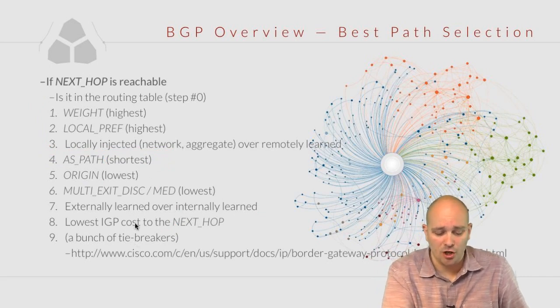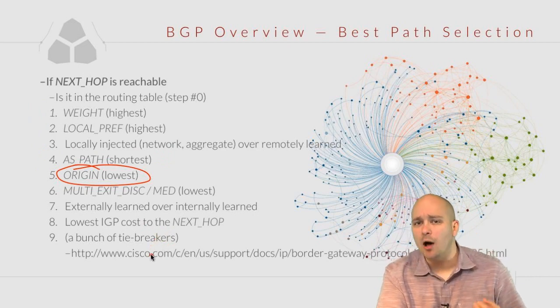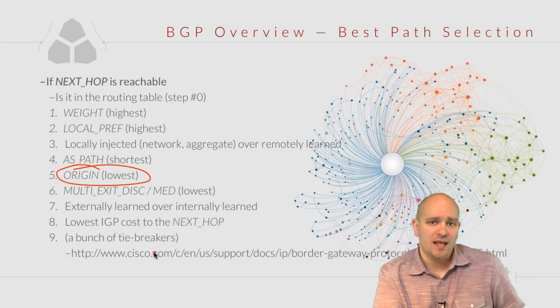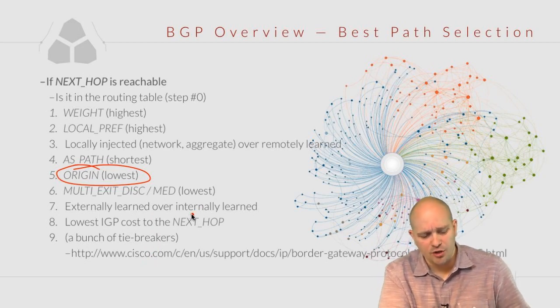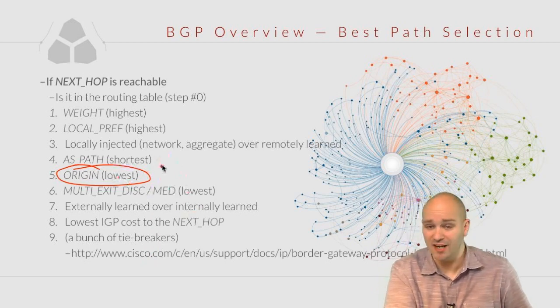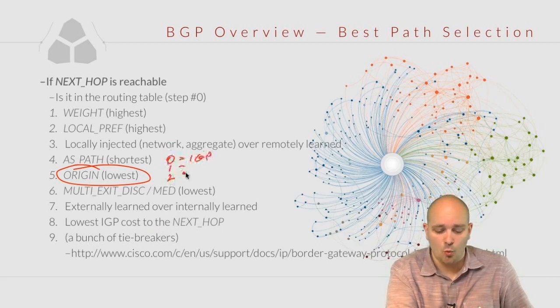If all these four are the same, then the origin attribute is considered. The origin attribute describes how the route was injected into the BGP domain at its originating point. With the origin, the lowest value is going to win. There are three values for origin that you might see. They are going to be 0, 1, or 2. 0 is going to be IGP, 1 is going to be EGP, and 2 is going to be incomplete.